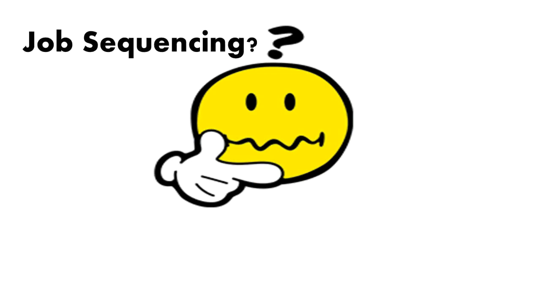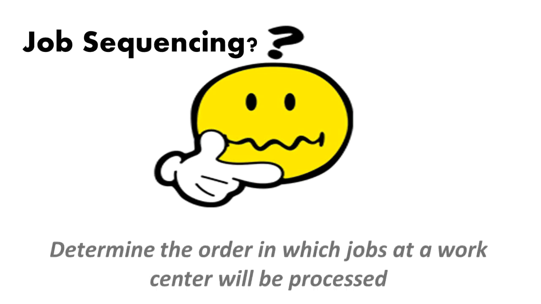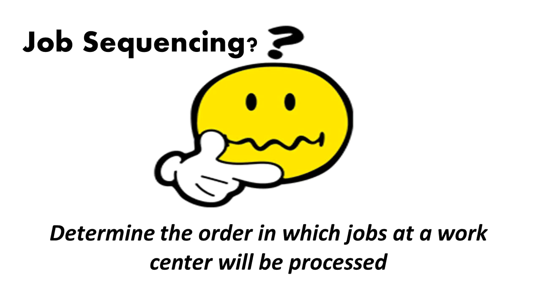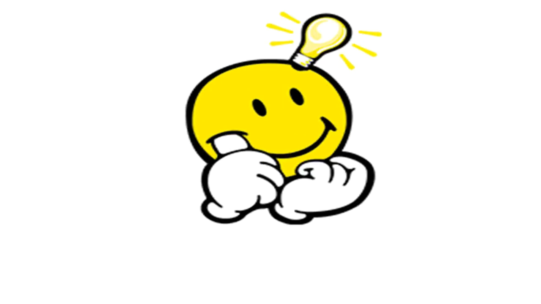It seems that all of you have a clear understanding about scheduling. Let us proceed to the next part. Scheduling can be done in several ways, and one of them that will be covered in this video is job sequencing. What is actually job sequencing? It is a process to determine the order in which jobs at a work center will be processed. Let's explore more about job sequencing.